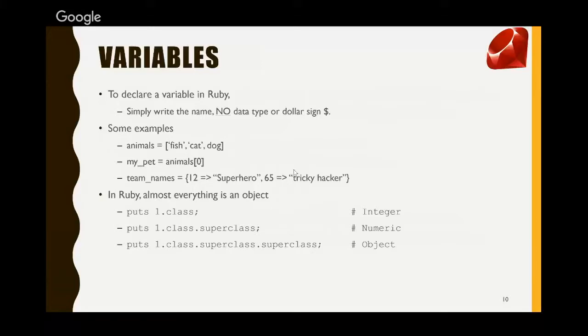So in Ruby, almost everything is an object. This is a good design, and I think most common modern programming languages use this design. So actually everything is an object. The class name for 1 is Integer. The superclass for Integer is Numeric, and the superclass for Numeric is Object. Because in the end, just like Java, the superclass of everything is called Object. So I think everything will become an object.